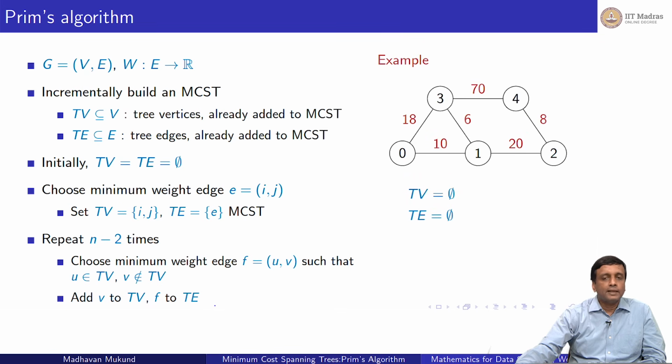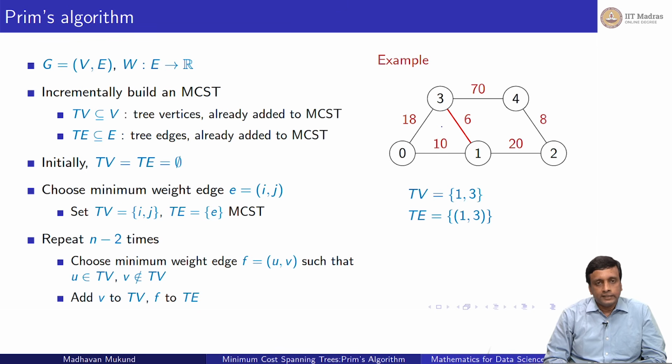So again, going back to that example, this is how we start. We start with both sets empty, right? And now we take the smallest edge overall, which is this one. So when we start the algorithm, we say that 1 and 3 form my tree. So the tree vertex set TV has 1 and 3, and the edge set consists of the edge 1, 3. Now I look at the smallest edge which has one endpoint in TV and the other endpoint outside, and it turns out to be the edge 0, 1. So I add 0 to TV and I add 0, 1 or 1, 0, because I am drawing it from 1 to 0, to this edge set.